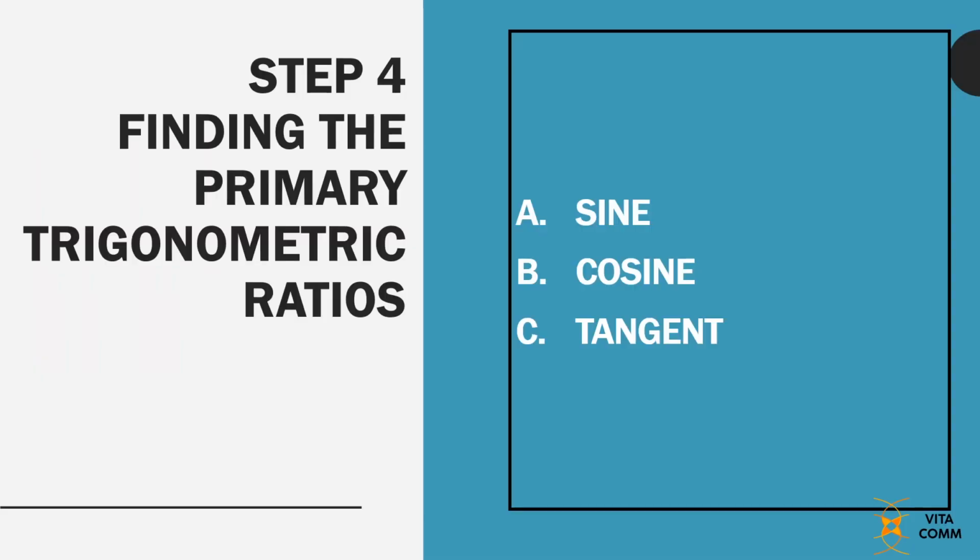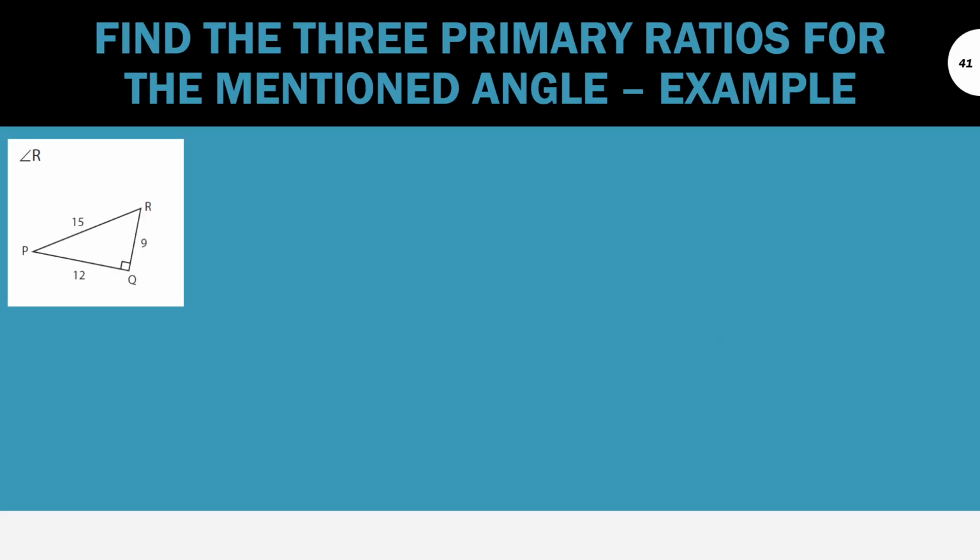Alright, and step 4. This is the beginning of applying our knowledge in regards to part 1 of the trigonometry video. Finding primary trigonometric ratios. So let's start. We've got sine, cosine, and tangent. When they ask you to find the 3 primary ratios, we're asking for, again, the sine of that angle, the cosine of that angle, and the tangent of that angle.